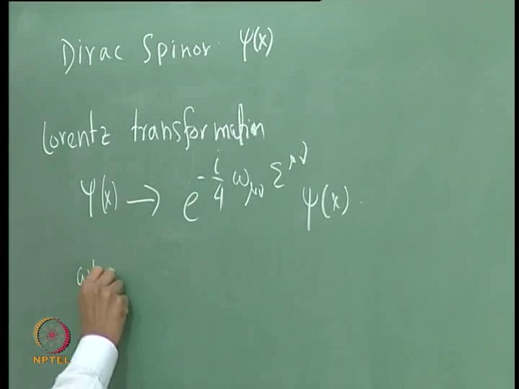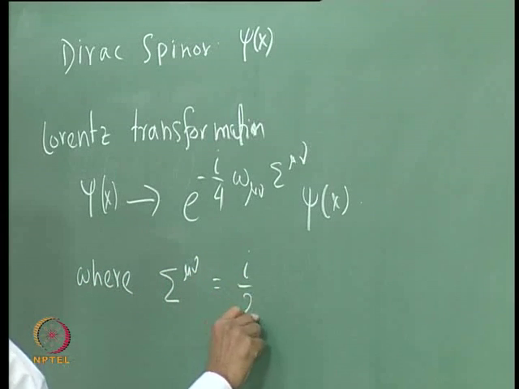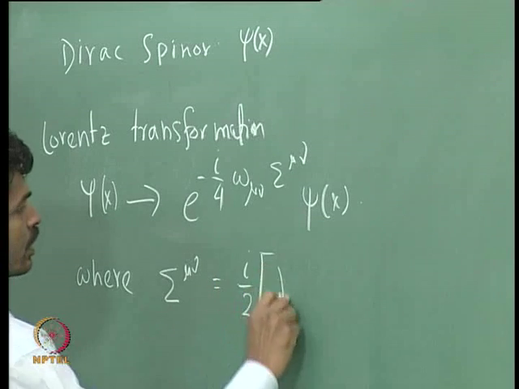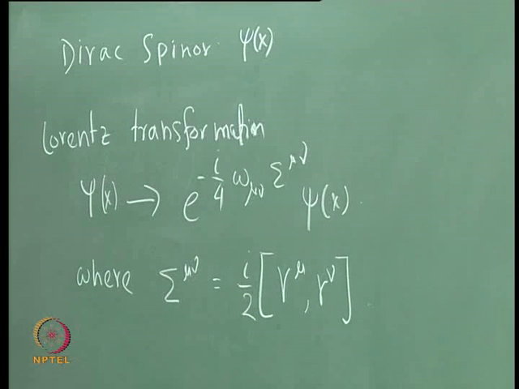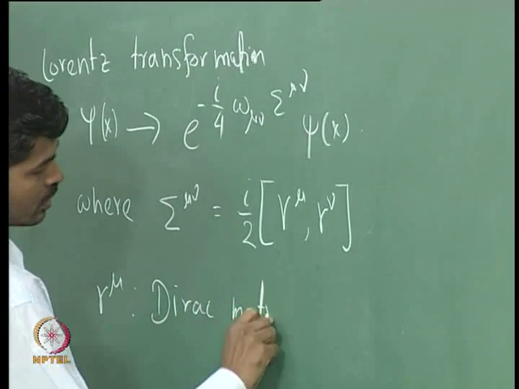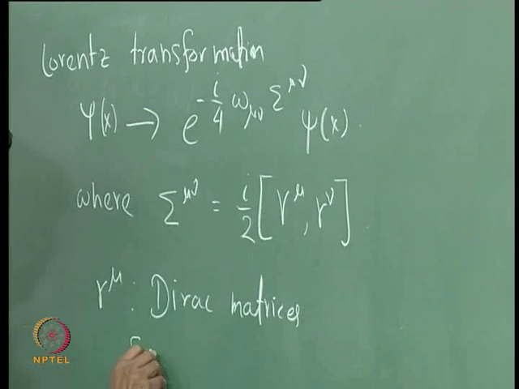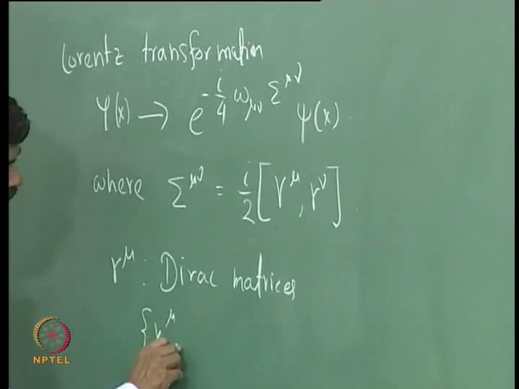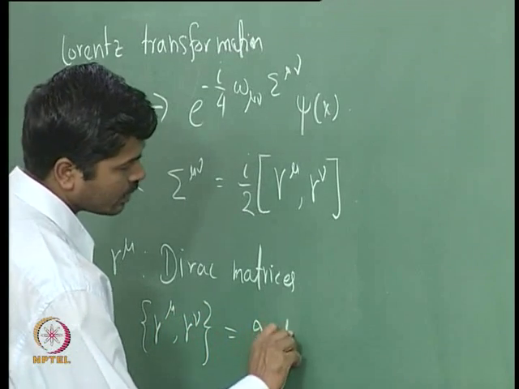sigma mu nu is given by i over 2 commutator of gamma mu, gamma nu, where the gamma mu are the Dirac matrices. They are a set of 4 by 4 matrices which satisfy this anti-commutation relation: anticommutator of gamma mu, gamma nu equal to twice eta mu nu.